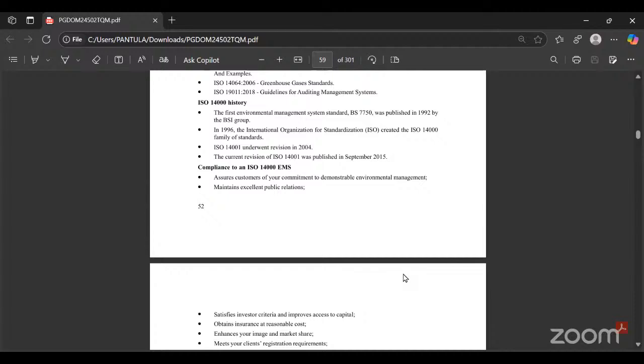There is some history in the ISO 14000 history. The first environment management system standard, BS 7750, was published in 1992.